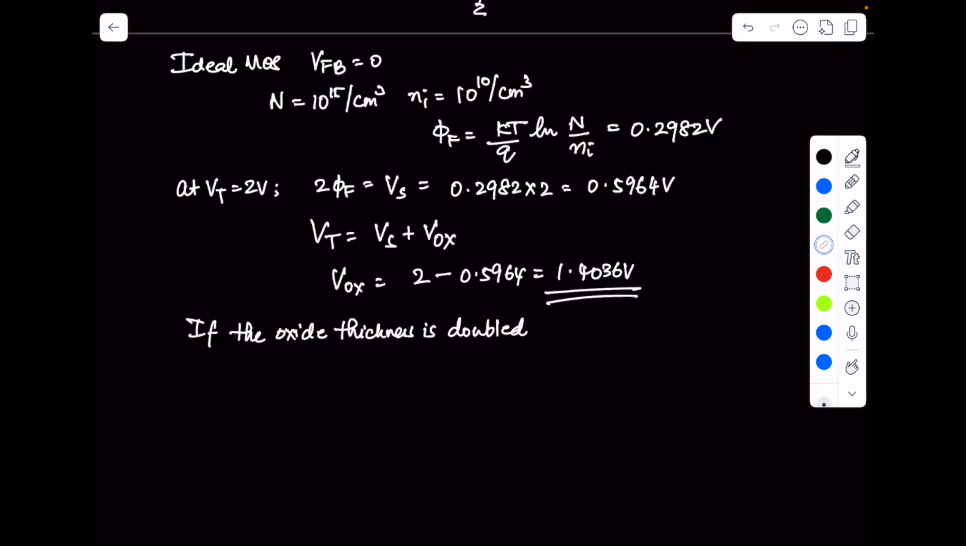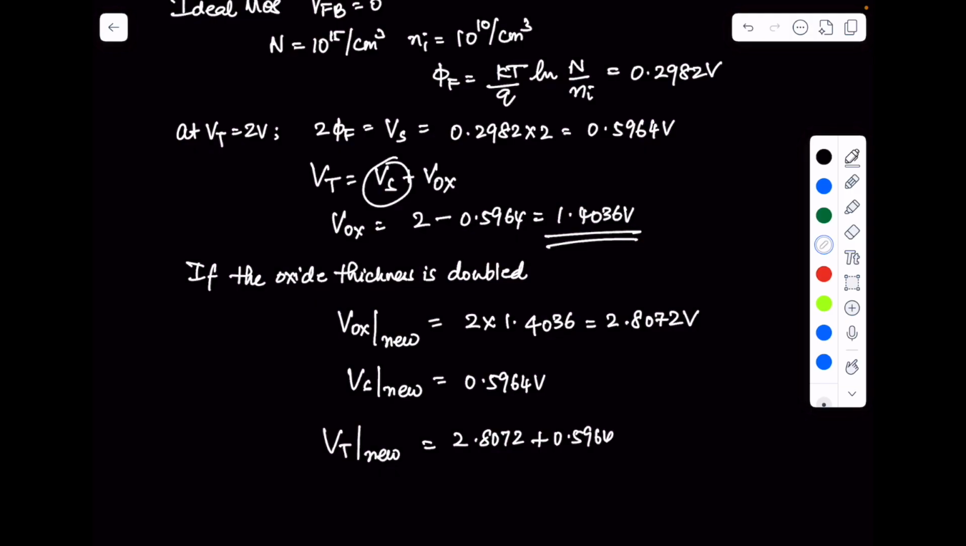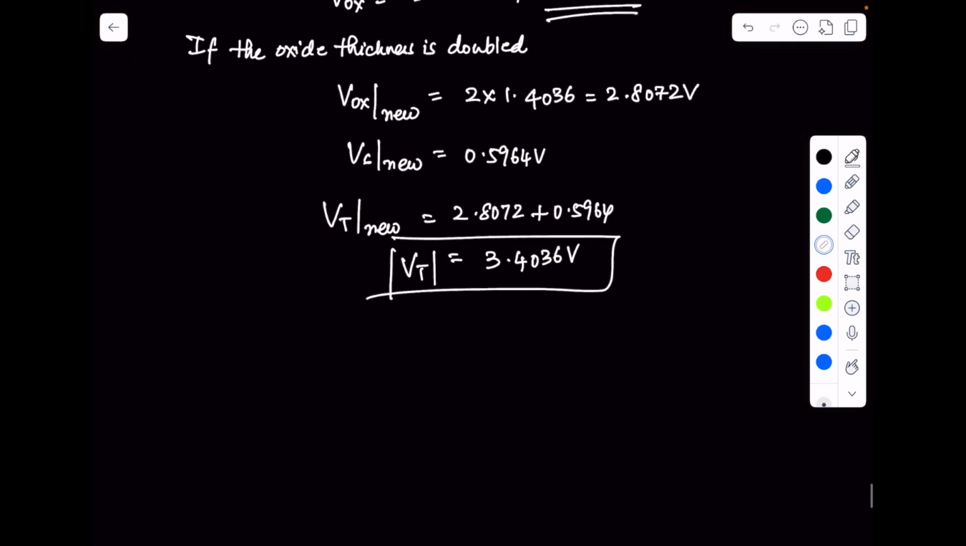So therefore, when the oxide thickness is doubled, my new Vox is going to be 2 times 1.4036, which is 2.8072 volts. This point still remains the same: Vs continues to remain 2 phi f, which is 0.5964. So your new Vt, when you double the oxide thickness, doesn't double. The Vt becomes 2.8072 plus 0.5964, in other words 3.4036 volts. So the Vt doesn't double, only the Vox part of the Vt is the only thing that's going to double.